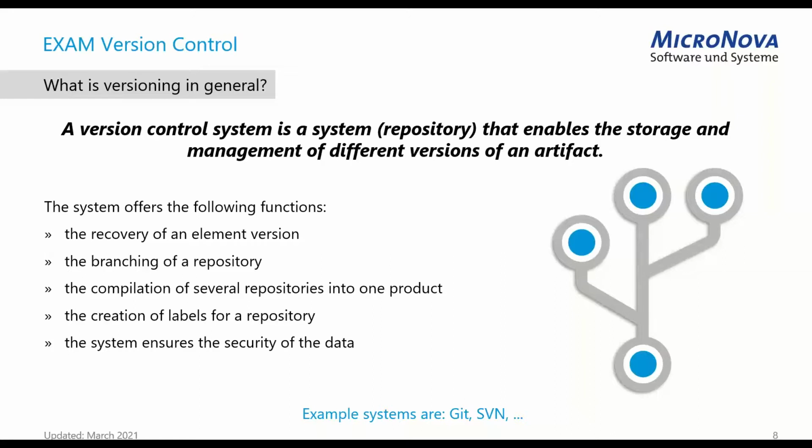Those labels also serve for later recovery of such repository states. And in order to prevent any compromising of the data, you can also be sure and certain that there are some security concepts implemented in version control system tools. Some famous examples are tools like Git or SVN.